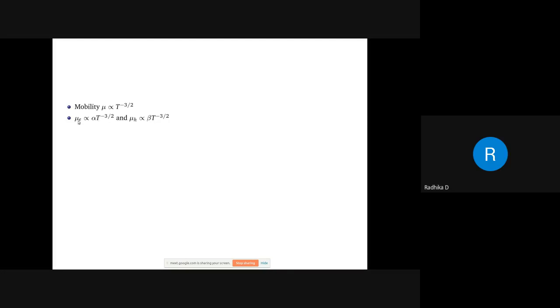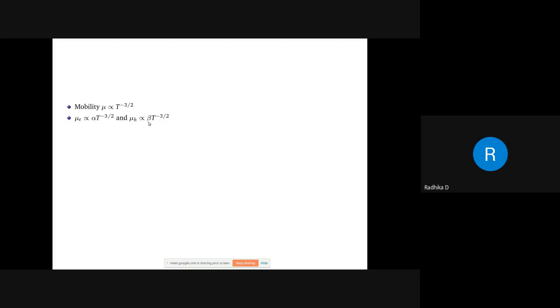Because these are two different types of charge carriers. Electrons and holes are different types of charge carriers, so the drift velocity will be slightly different. For the same reason, your mobility also is slightly different. Okay, so you need to have this constant alpha and constant beta.